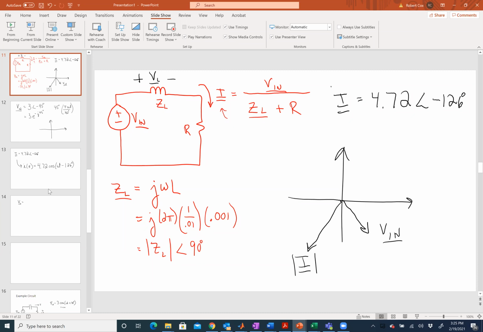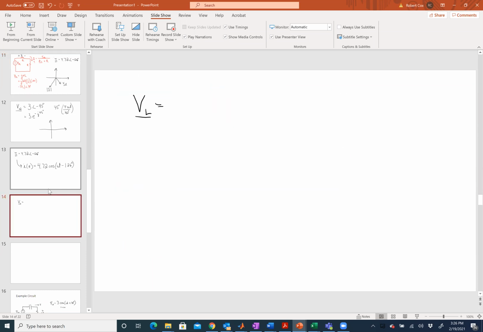Well, I could do that, but there's a simpler way. So we have L dI/dt. Simpler way: it's the current times the impedance. Current times the impedance, right? V sub L is the phasor, so I do I, the phasor, times ZL. So that gives me I times j omega L, like that. Okay.